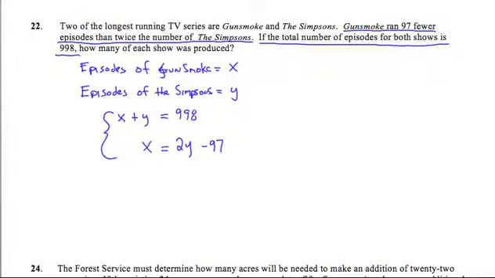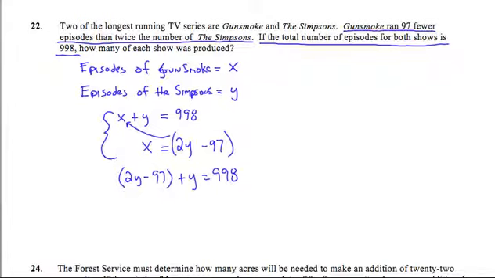And notice this is set up great for substitution. Notice X is already isolated here. It's 2Y minus 97. So all I'm going to do now is plug that 2Y minus 97 back up into that first equation for X. So let's see what that would look like. So here's what that would look like then. We would say 2Y minus 97. That's what I've kind of substituted in there for X. Plus Y is equal to 998.